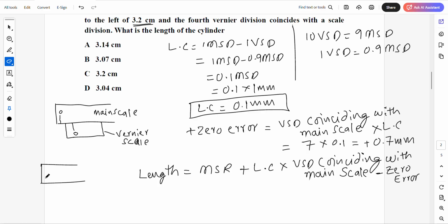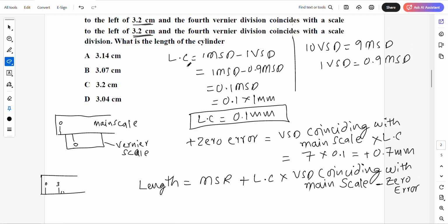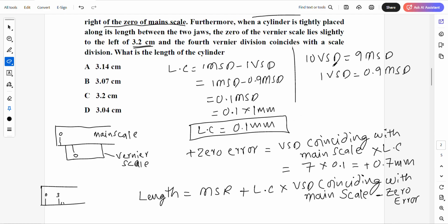Now, for example, I will write down one second to make you understand. Let us say here 0 is there, here 3 is there. Let us say 0, 1, 2, 3 is there. This is 3.1, this is 3.2, right. 0 of the vernier lies slightly to the left of 3.2 centimeter. Okay, 3.2 centimeter means left of 3.2. This is 3.1. This is 3.2. Okay, left of 3.2.